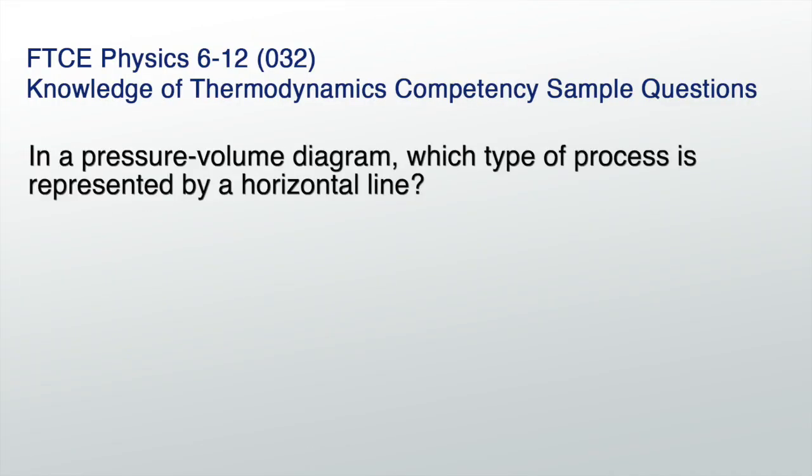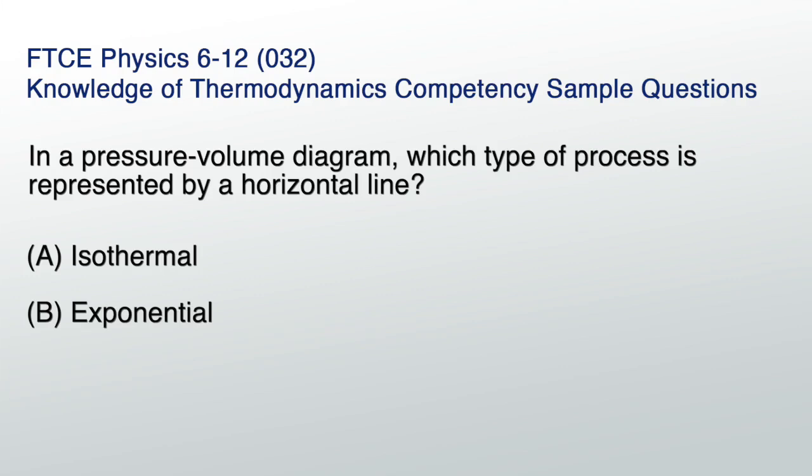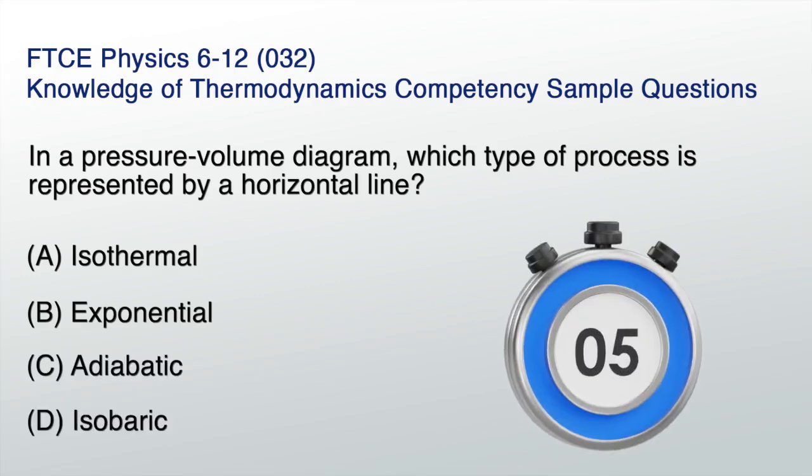In a pressure-volume diagram, which type of process is represented by a horizontal line? A, isothermal. B, exponential. C, adiabatic. Or D, isobaric.